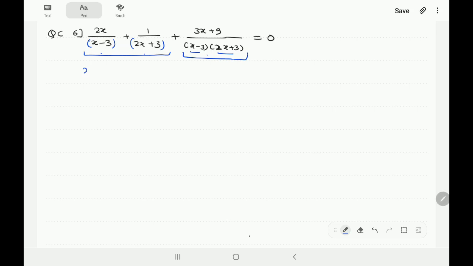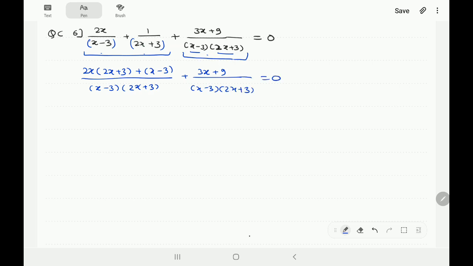So I get 2x into bracket 2x plus 3. Same thing, cross multiplication method. Plus x minus 3 upon the product of these two, I mean to say x minus 3 into 2x plus 3, plus 3x plus 9 upon x minus 3 into 2x plus 3 is equal to 0. I just hope you understood what I wanted to tell you.